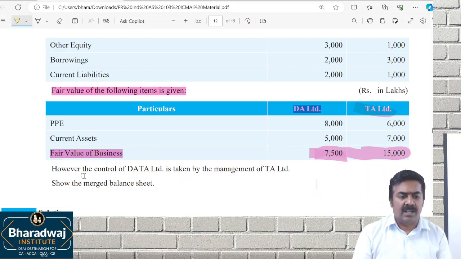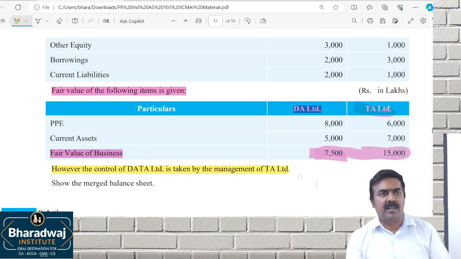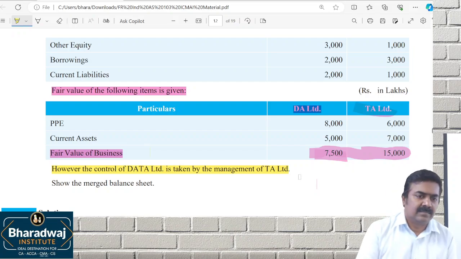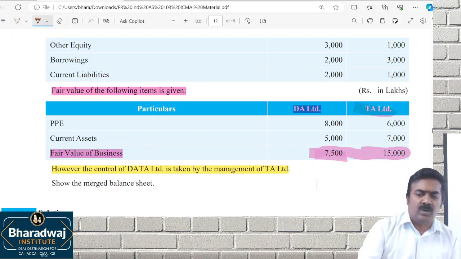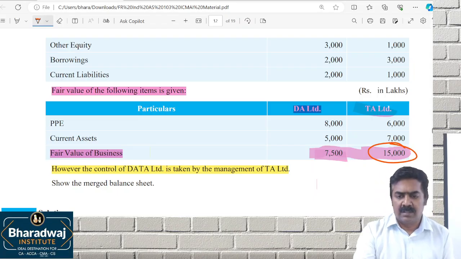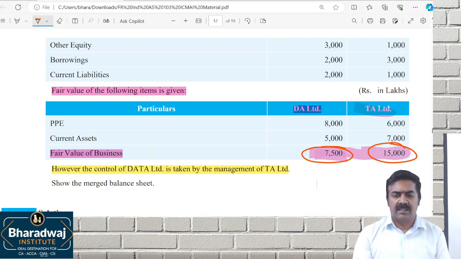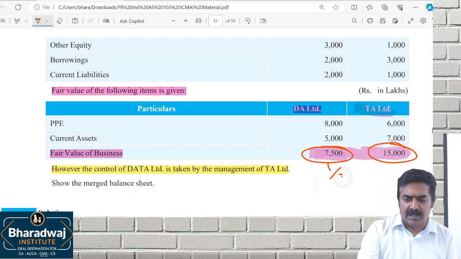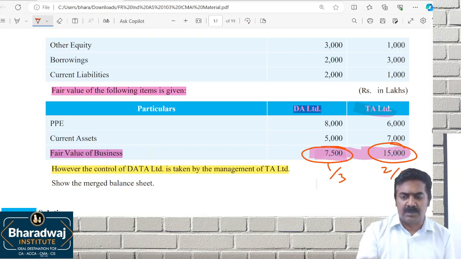However, what have they given? Control of the data limited is taken by the management of what? TA Limited. Super simple. Look at the value of the business. 15,000. What is the value of DA Limited? 7,500. This looks like 1/3, and this looks like 2/3.